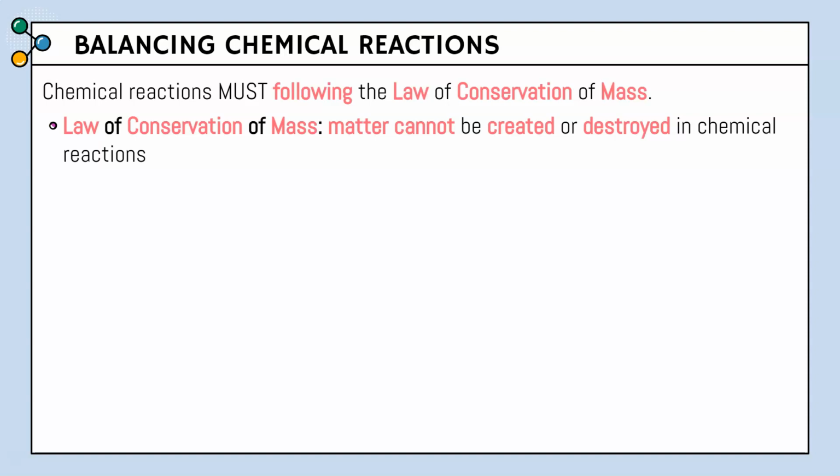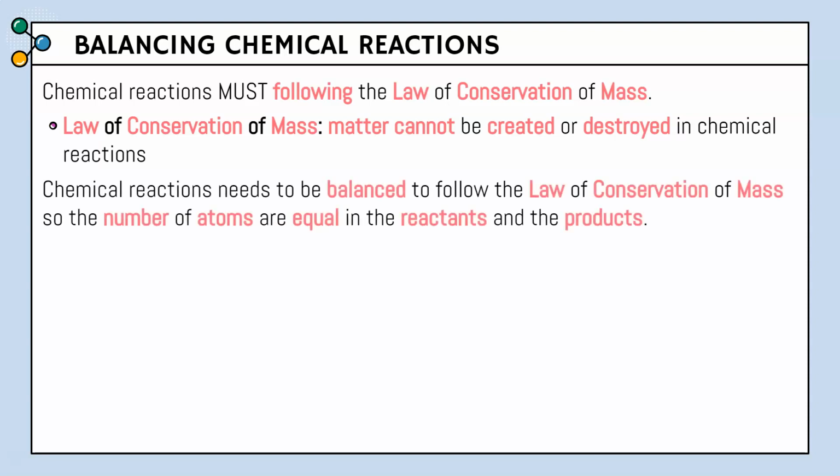This means that we can't magically get rid of atoms or elements in a reaction. And that also means that we can't just magically produce one out of thin air. What's happening is it's being converted from one compound to another compound in a reaction. Now, chemical reactions need to be balanced to follow the law of conservation of mass, so the number of atoms are equal in both the reactants and the products. Meaning, if we have 1 magnesium in our reactants, we have to have 1 magnesium in our products. If we have 5 chlorines in our reactants, we need to have 5 chlorines in our products.